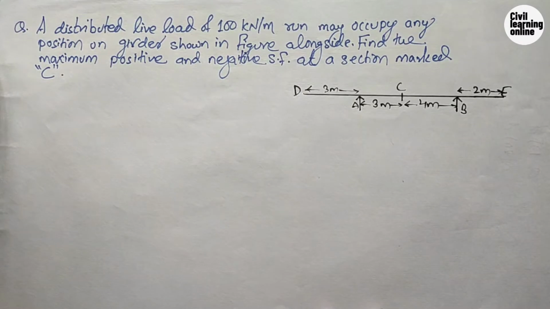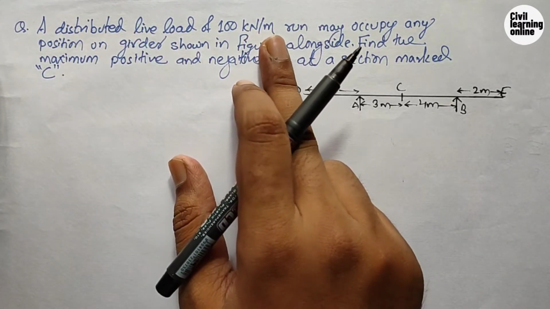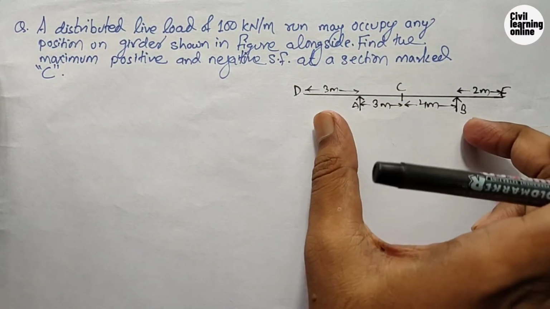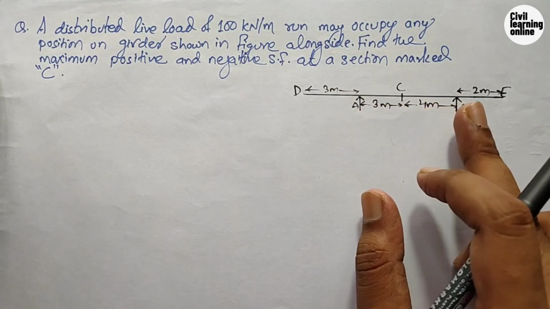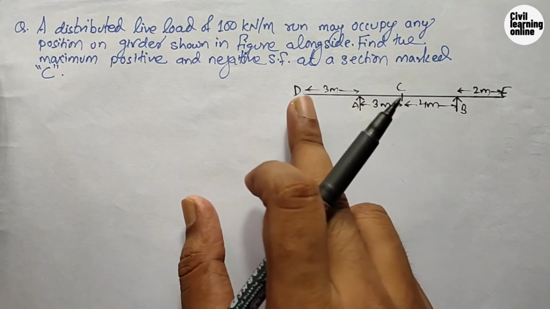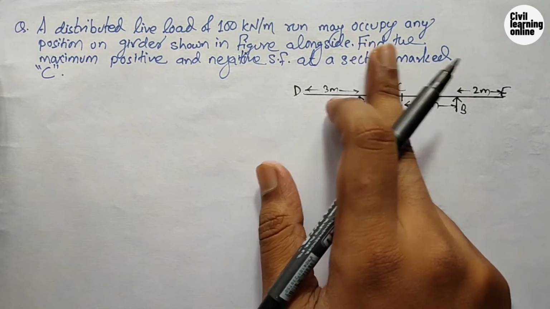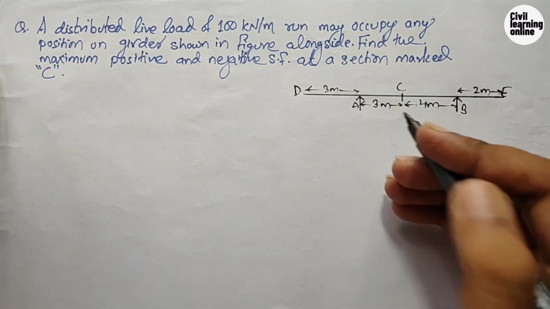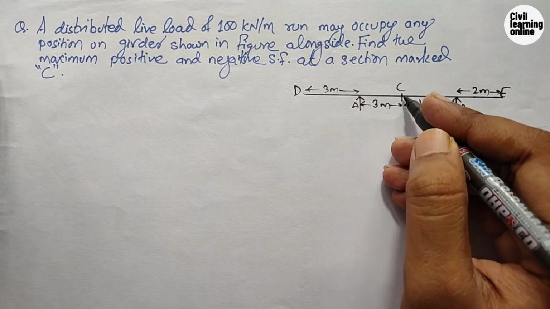So I am going to read out the question. A distributed live load of 100 kN per meter run may occupy any position on the girder shown in the figure. Here is the girder whose span is 6 plus 4, means 10, plus 2, 12 meter, and which is overhanging at D and E. The further question is: find the maximum positive and negative shear force at the section marked C. Means we have to calculate the maximum positive and negative shear force at point C.